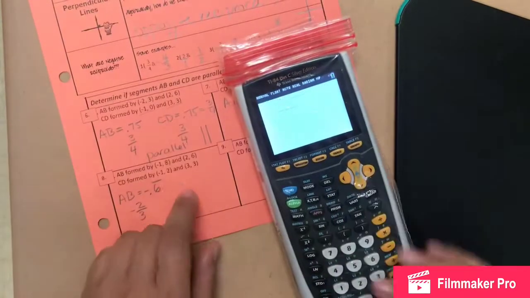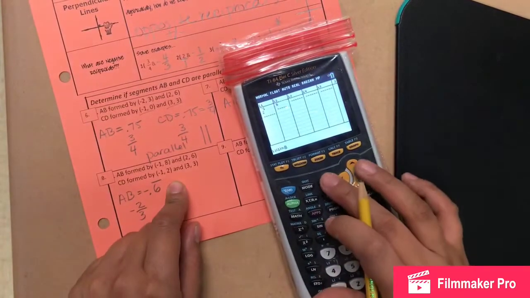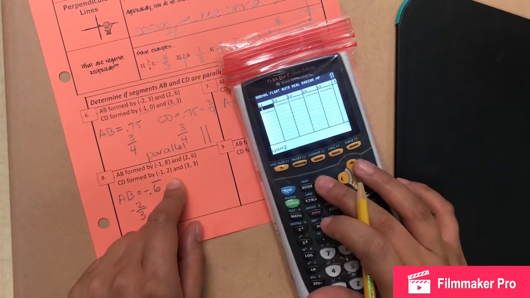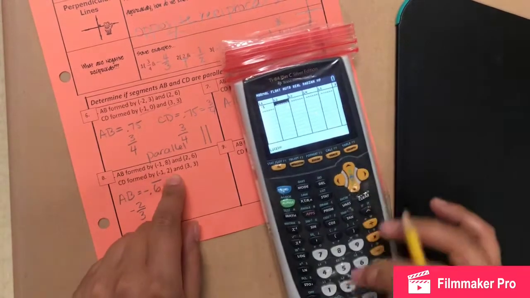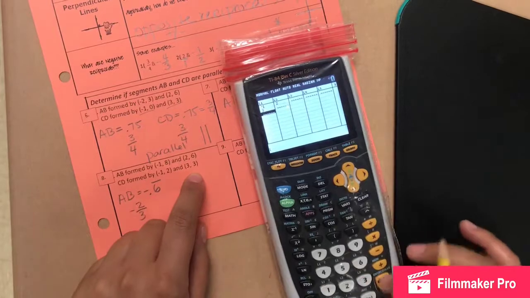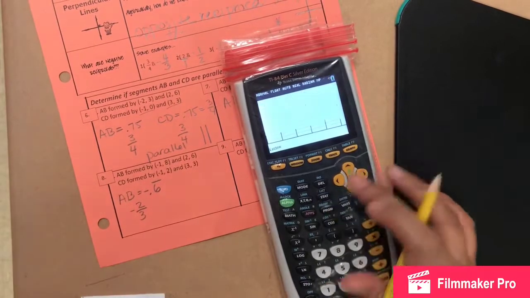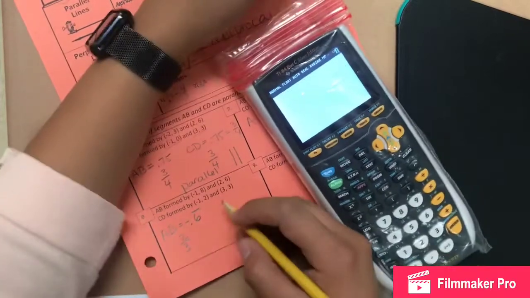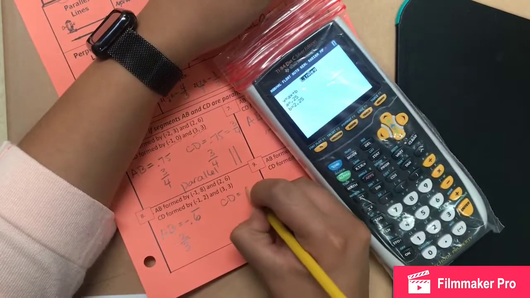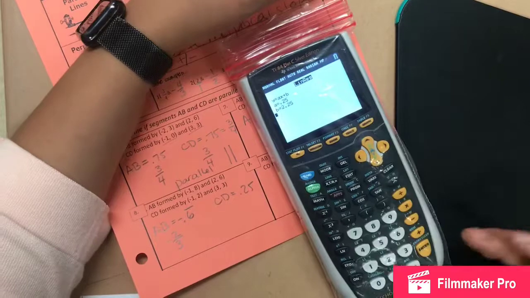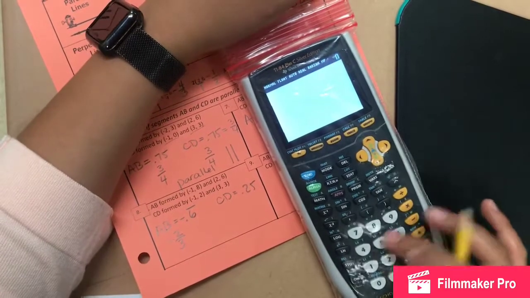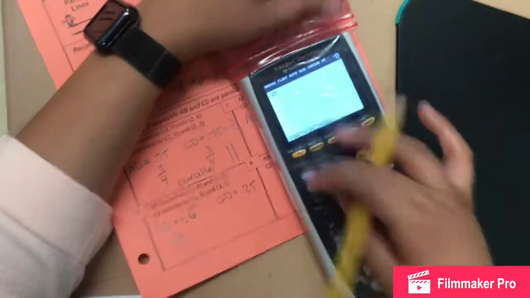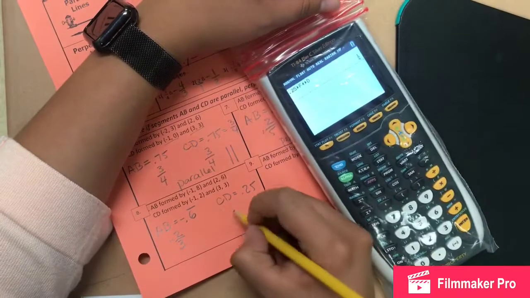Then I perform the linear regression of the second set of points. So negative 1 on the left, 2 on the right, 3 on the left, 3 on the right. Stat over to calc, number 4, enter, enter, enter, enter. The slope of CD equals 0.25. If I convert that to a fraction, 0.25, alpha y4, it's 1/4.